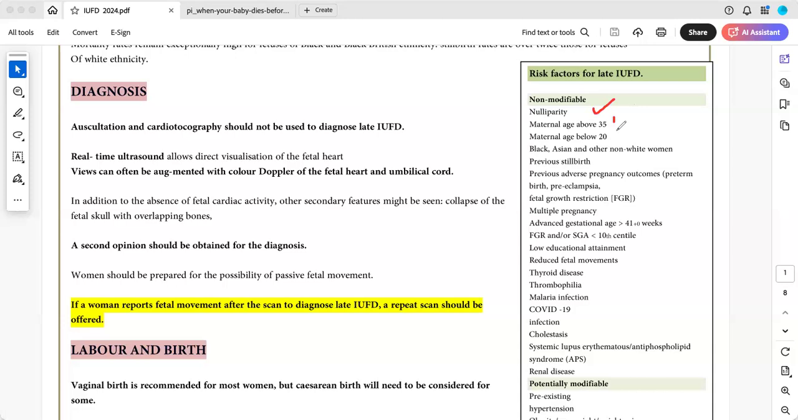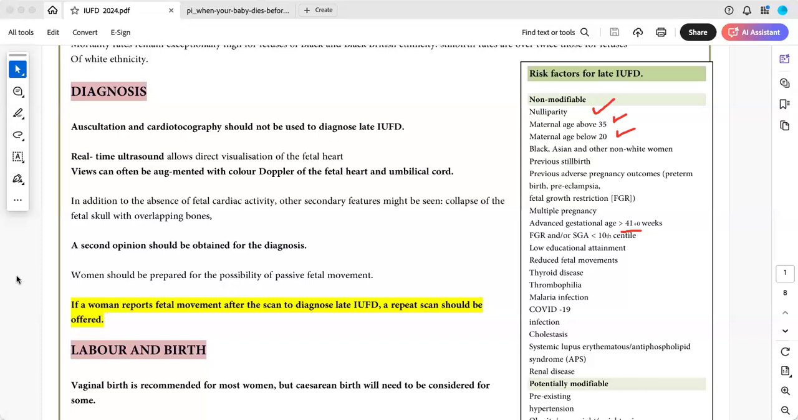maternal age above 35, maternal age below 20, Black, Asian, and non-white women, previous stillbirth, previous adverse pregnancy outcome like preeclampsia, preterm birth or fetal growth restriction, multiple pregnancies, and advanced gestational age more than 41 weeks, FGR and or a small baby for gestational age, low educational attainment or reduced fetal movement, thyroid disease, thrombophilia, malaria, infection, COVID-19 infection, other infection, and cholestasis, systemic lupus erythematosus, antiphospholipid syndrome, renal disease.